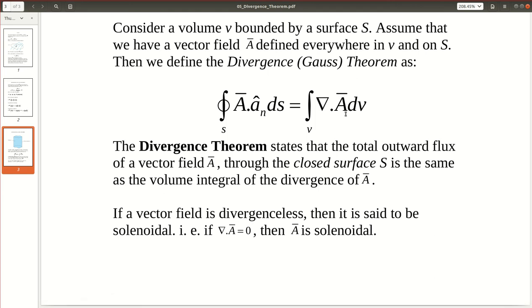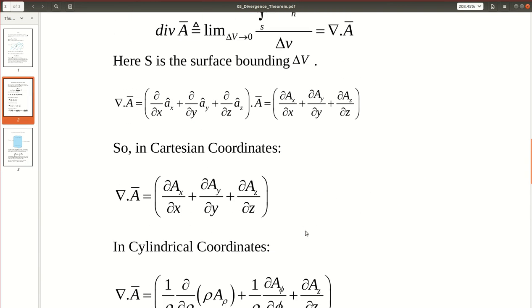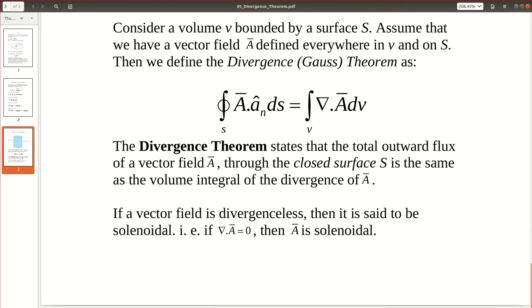So if there is no divergence, the field is said to be solenoidal, meaning that del dot A is equal to 0, so it is solenoidal. Okay, so this is the divergence. Now let's go to the curl.